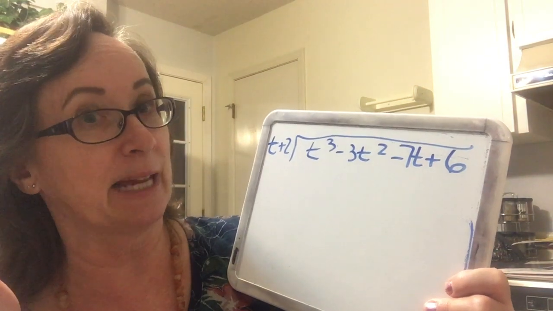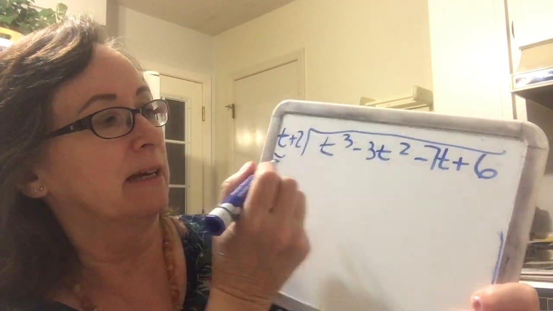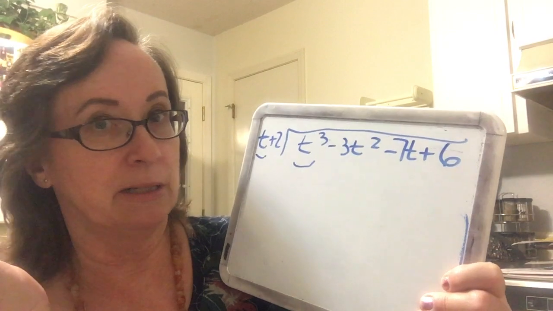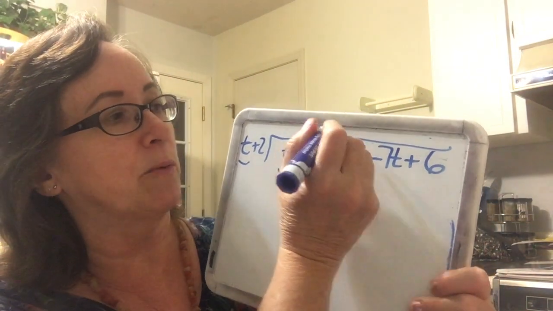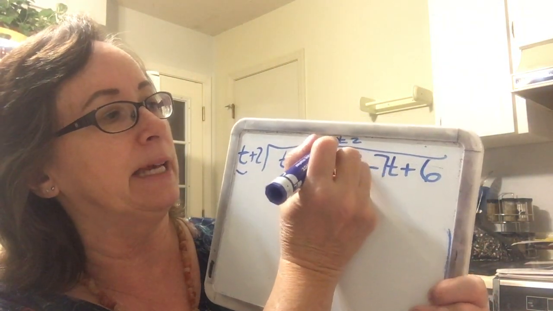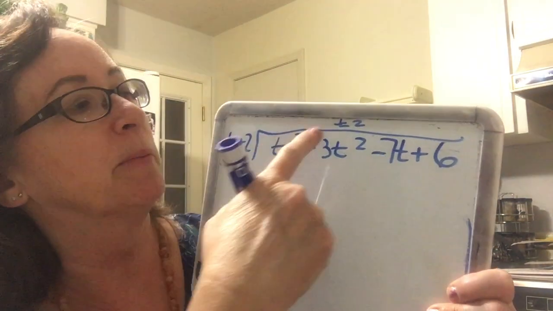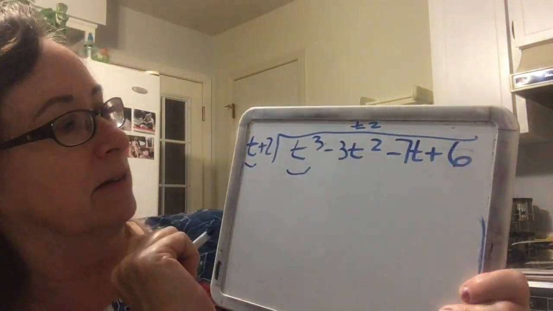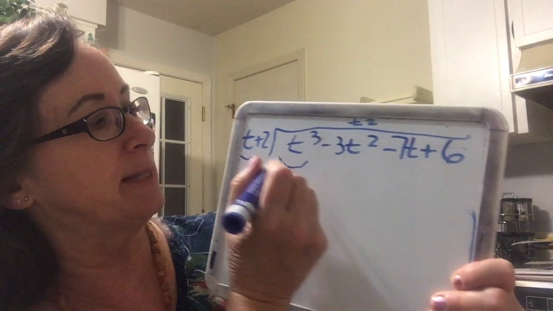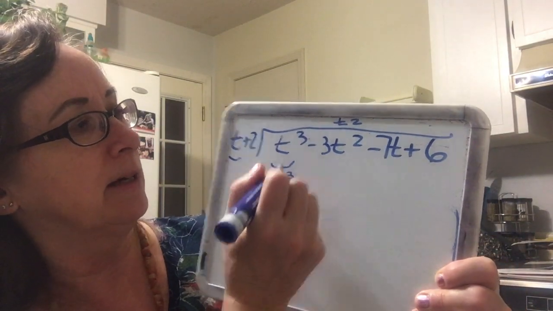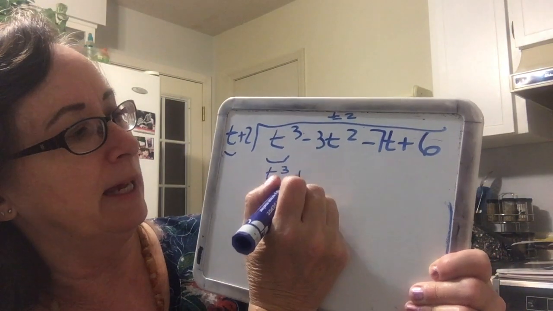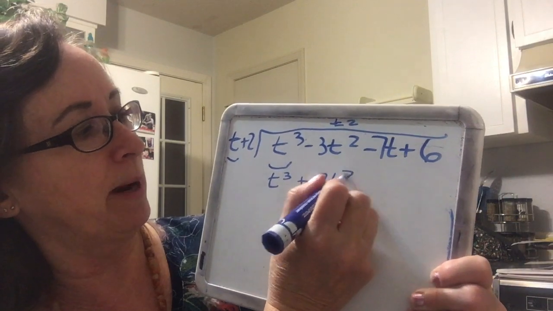So we're going to start the same way. t goes into t cubed t squared times. So the t squared is going to go above here. I didn't leave myself much room, but that little thing is a t squared, okay? So t squared times t is t cubed. t squared times 2 is 2t squared.